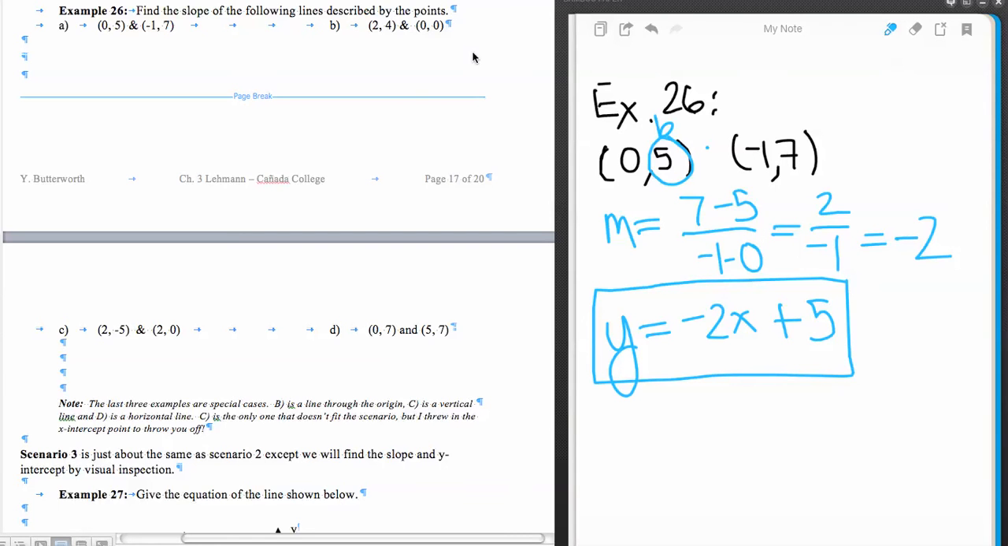Now you might want to pause and go ahead and try B on your own. C and D are unique and we don't want to do those on your own. We want to work on those together. So go ahead and pause, try the next one, then come back and see if you got it right.